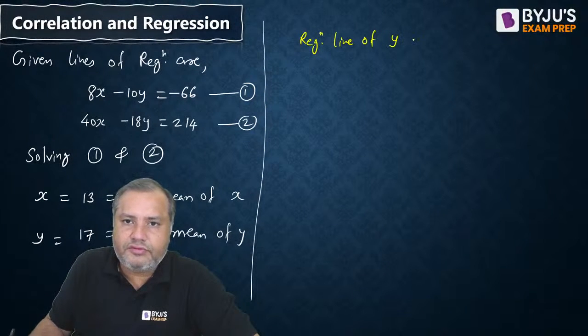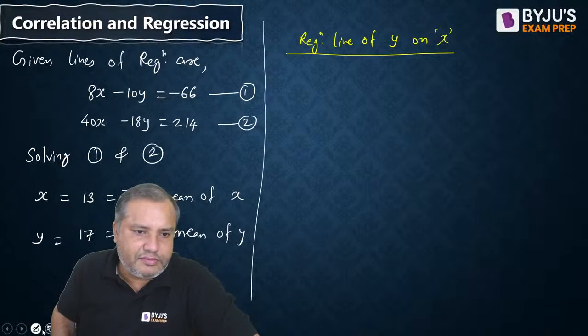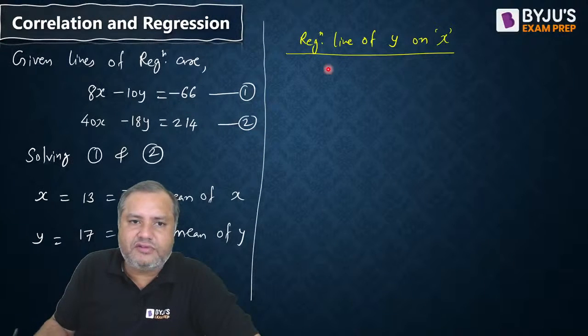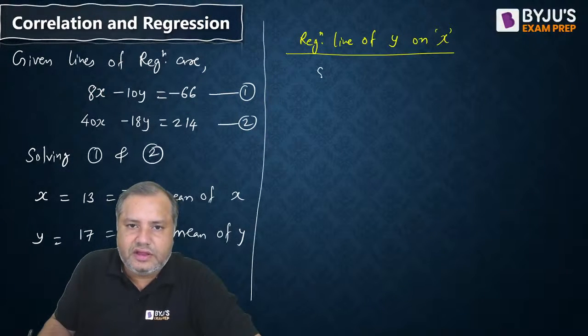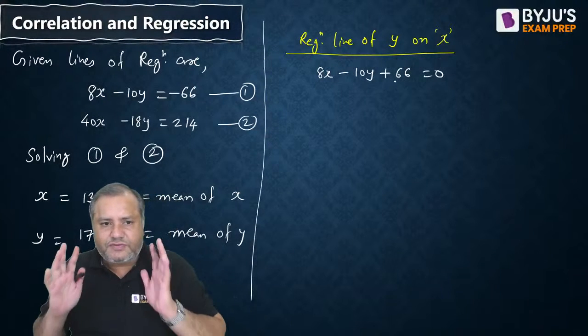Regression line of y on x. The first one is the regression line of y on x. Please concentrate, the major concept is now coming. Regression line of y on x, first line: 8x minus 10y plus 66 equal to 0. This was the first line.